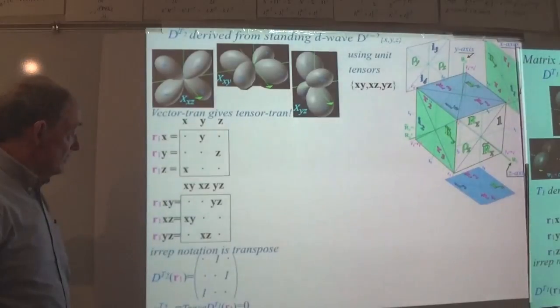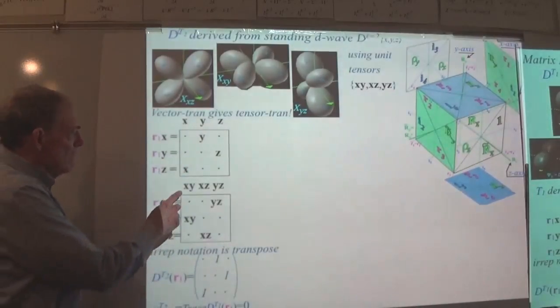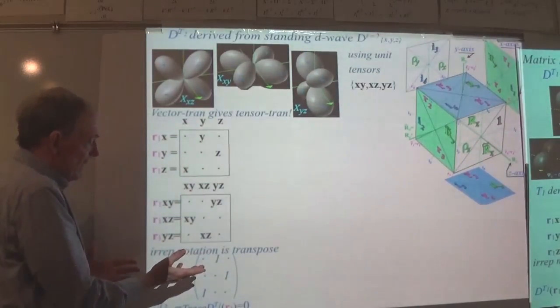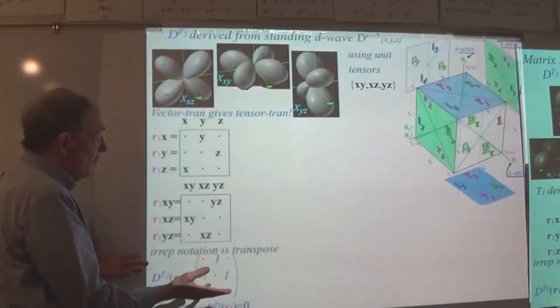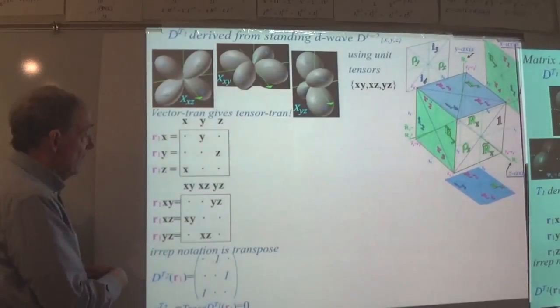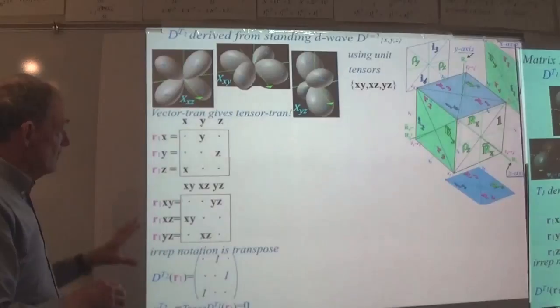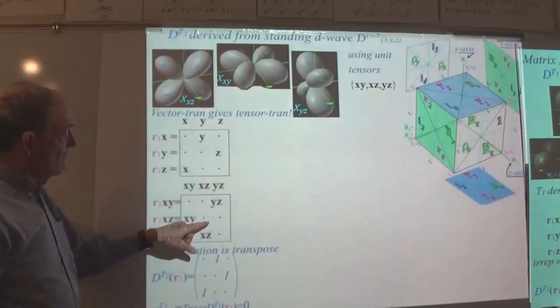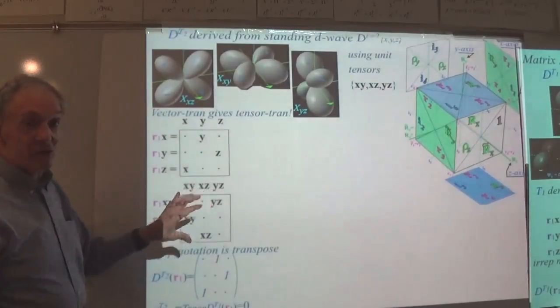T2, no problem. I look and I see that R1 takes x to y. So every one of the x's in here has got to go to a y. And then the y goes to z, so every one of the y's in here has got to go to z. Okay? And then same thing down here. R1 on z gives me x. So I just have to do that. So I write that dyad there, and I put a 1 at the transpose of this.